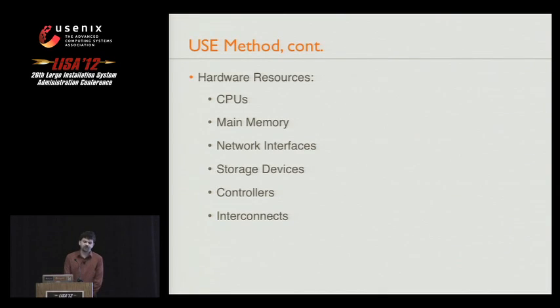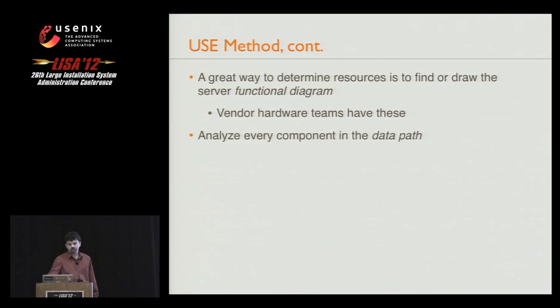For hardware resources, you want to check everything: CPUs, main memory, network interfaces, storage devices, controllers, and interconnects. A great way to find them all is to find or locate the server functional diagram. Vendor or hardware teams have these.